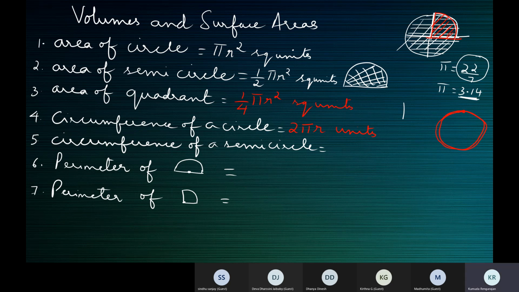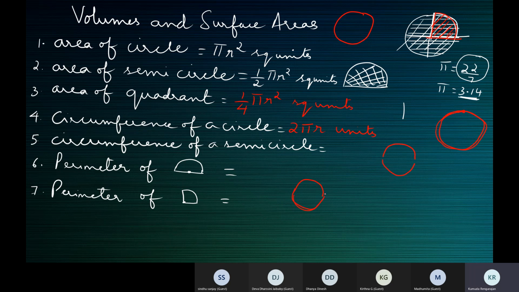Circumference of a semicircle. A semicircle is half of a circle. A circle is only this ring, so the semicircle will be this one. This is a semicircle, the length of a semicircle. See, these two put together make the circle, right?